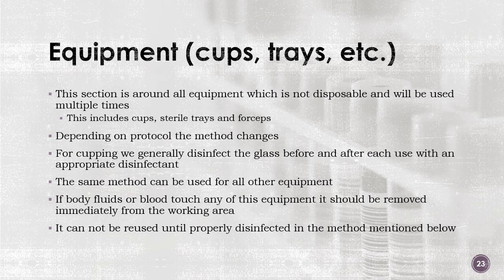For normal cupping, we generally disinfect the glass before each use and after each use with the appropriate disinfectant, as we are not breaking the skin surface, so we do not have to follow such strict protocols. This is the same for all the other equipment, such as the sterile trays and forceps. They can just be disinfected between patients. But anything that comes into contact with body fluids or blood needs to be removed from the working area immediately after the patient is treated, and it then needs to go for further disinfection. This method of disinfecting will be mentioned in the following slides.